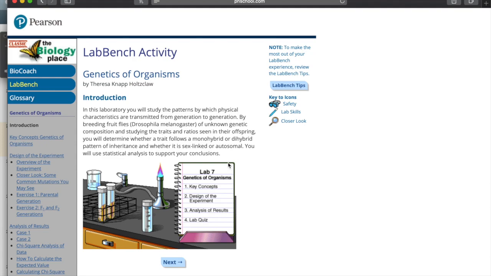So for the introduction, in this laboratory you will study the patterns by which physical characteristics are transmitted from generation to generation by breeding fruit flies, and here is the actual name for that, Drosophila melanogaster, of unknown genetic composition and studying the traits and ratios seen in their offspring. It will determine whether a trait follows a monohybrid or dihybrid pattern of inheritance and whether it is sex-linked or autosomal. You will use statistical analysis to support your conclusions. And the statistical analysis is going to be the chi-squared that we learned at the very end of the lesson.